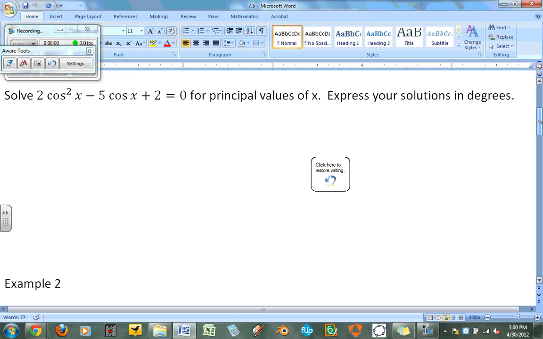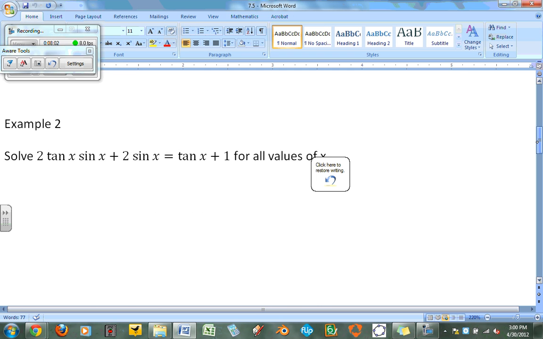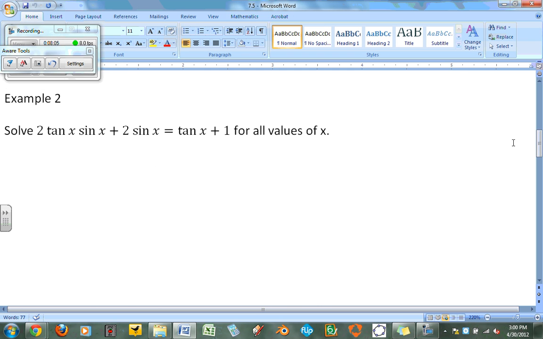Okay, so those are algebra things that you've seen before. Again, some more algebra here. 2 tangent x sine x plus 2 sine x equals tangent x plus 1. None of these are squared. I might be able to change this to sine over cosine, but then I have sine squared over cosine, and it's not really getting me anywhere. But what we can do, a typical thing when we're solving algebraically, is we want to have all the terms on the same side.